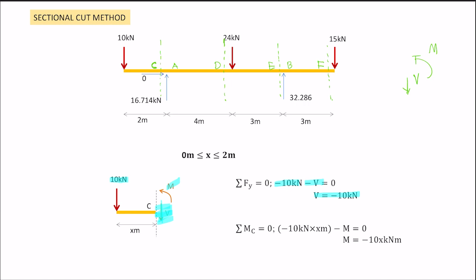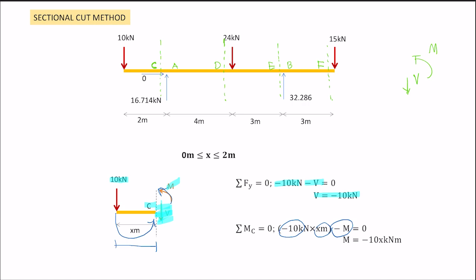And to get the value for moment, we take moment at C, negative 10 counterclockwise. That's why negative 10 kilonewton here. Next, the distance is X meter to C. And for the moment, it is counterclockwise. Negative M equal to 0 and M is equal to negative 10X kilonewton meter.